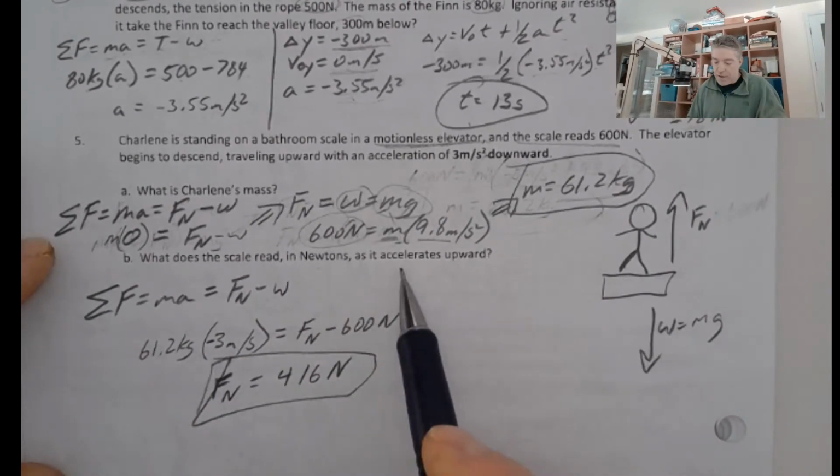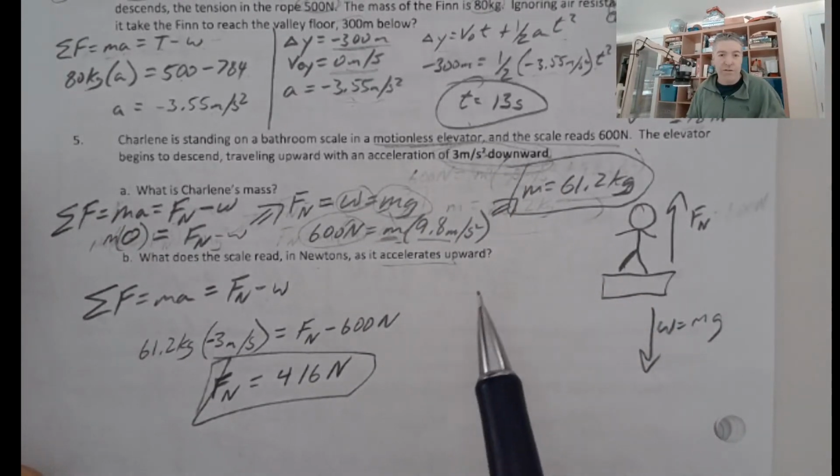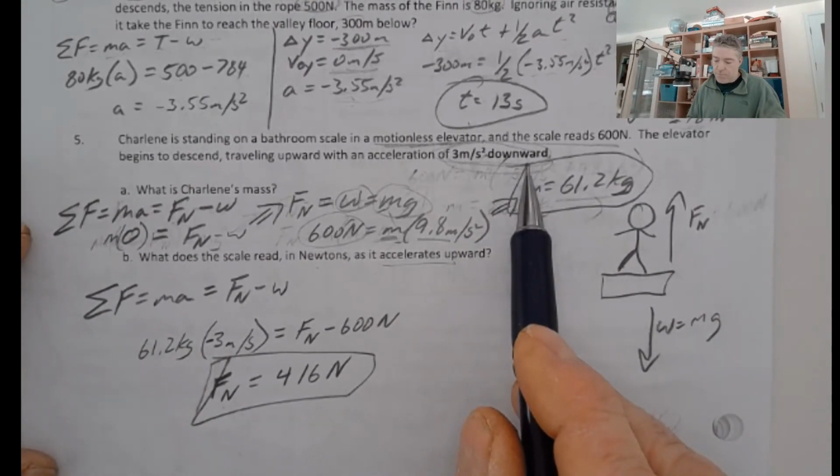What does the scale read as it accelerates upward? So now the elevator is accelerating upward, and with an acceleration of 3 meters.